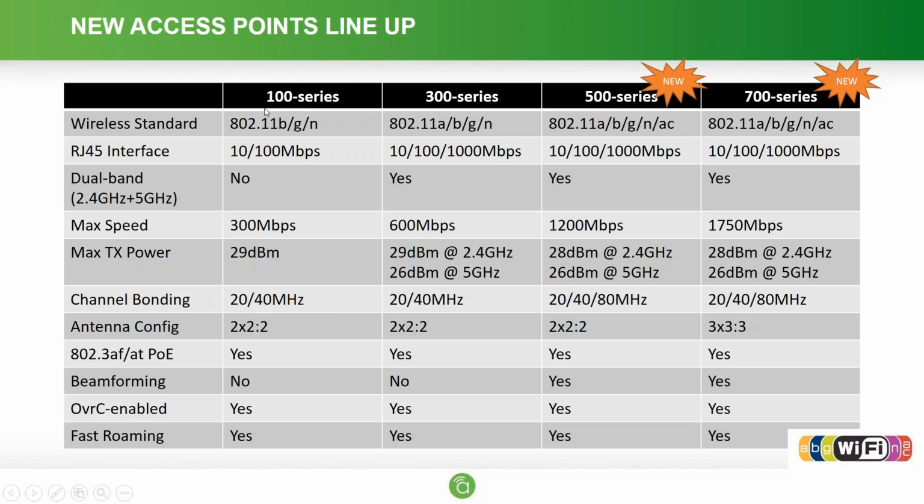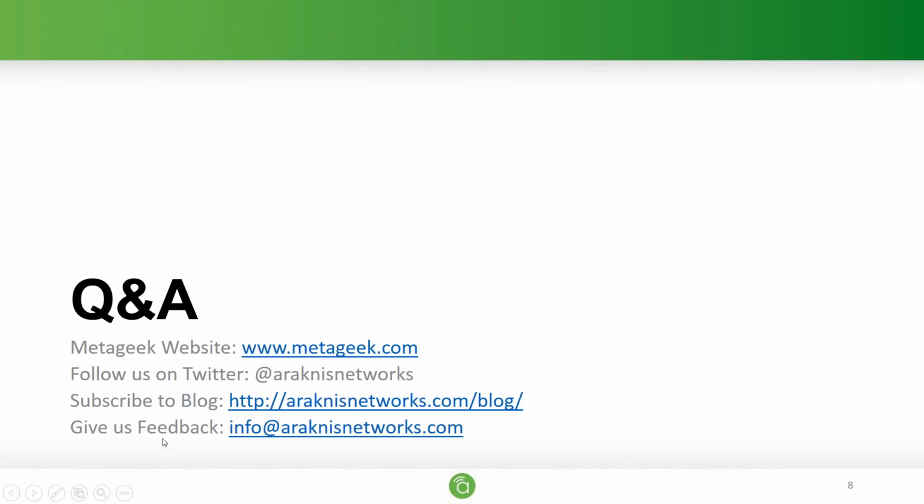Also a quick reminder before we go to Q&A about our lineup of access points for Arachnus. We have the 100, 300, 500, and 700 series access points. They're all indoor, ranging from single band N in the 100 series, dual band concurrent N in the 300, dual band concurrent AC 2x2, and dual band concurrent AC 3x3 in the 700 series. They're all standard PoE powered, they're all high power output, they all support cloud management, and they all support fast roaming natively.